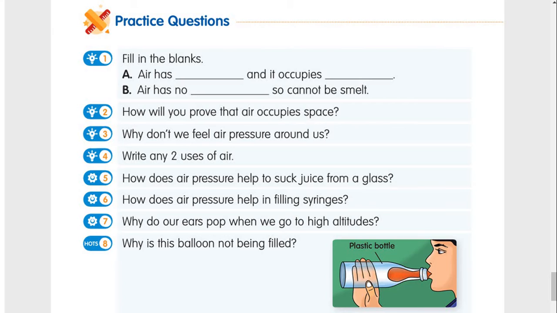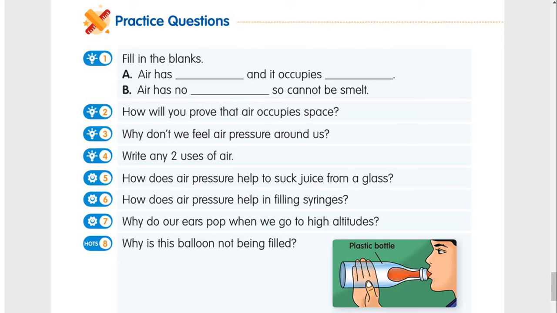Okay. Next question. Why do our ears pop when we go to high altitudes? Come on, let's see the answer. When we go to high altitudes, our ears pop because our ears need to equalize the air pressure inside and outside the air. So, when we go to high altitudes, our ears pop.